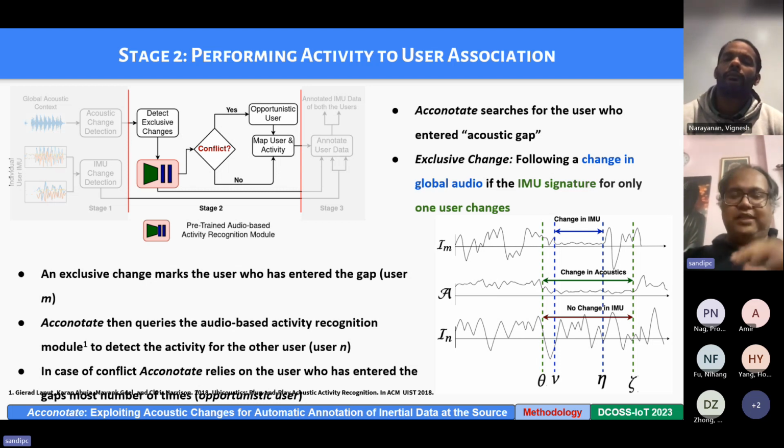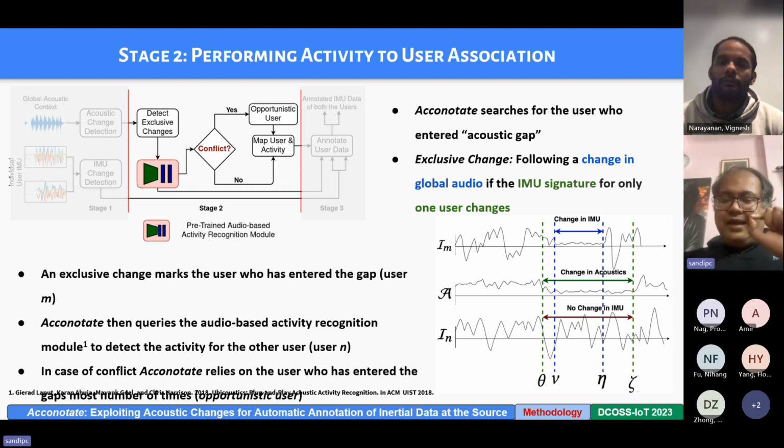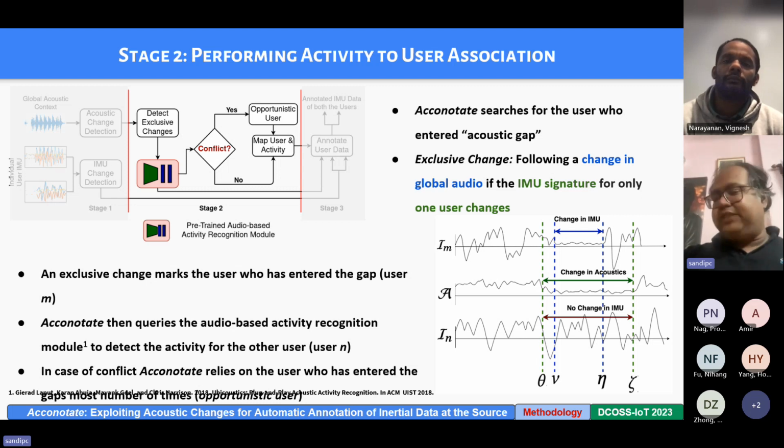Say, for example, there are 2 users, myself and someone else. For me, a change in the IMU signal is detected, whereas for the second person, there is no change in the IMU signal. But at the same time, I see that there is a change in the acoustic signal. That basically means the change in the acoustic signal is due to the change in the IMU signal in my data, and that means I have entered an acoustic gap.